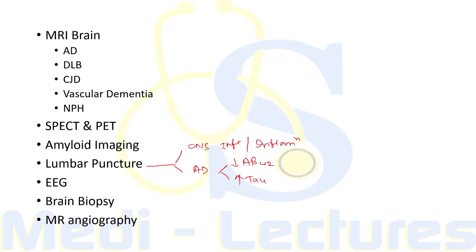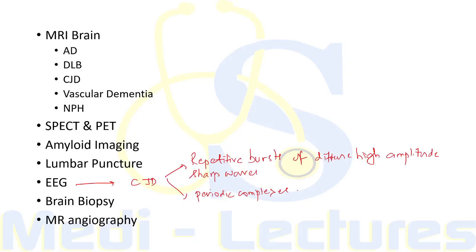Now lumbar puncture is not done routinely, but it can be done if any CNS infection or inflammation is suspected, and in degenerative causes of dementia, we can check out the levels of CSF proteins like A beta and tau, which will be different in different dementias. So in Alzheimer's disease, there is characteristically low A beta 42 and increased tau protein.